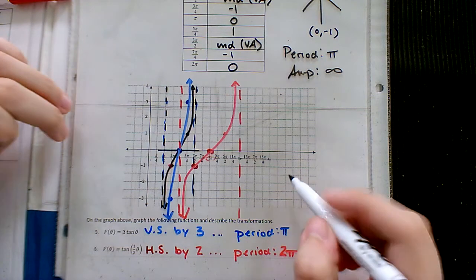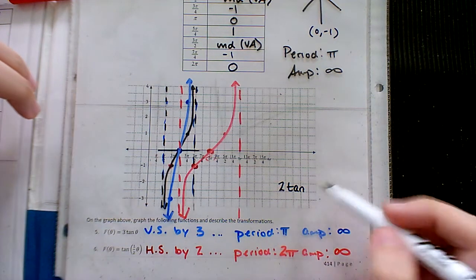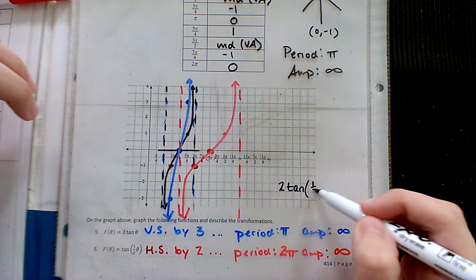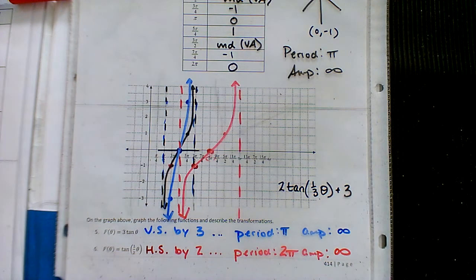Let's practice this one. Let's say we had 2 tangent of 1/3 theta plus 3. Can we identify any transformations? We're not necessarily going to graph it. Can we think about what the graph might look like, though?